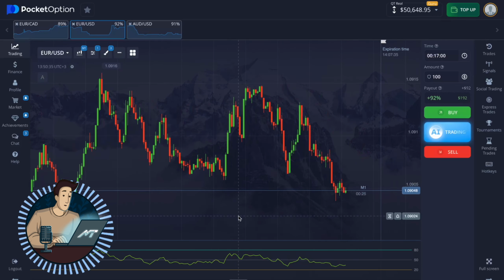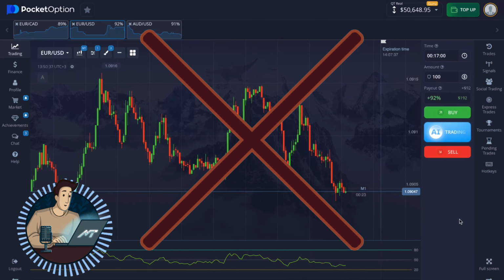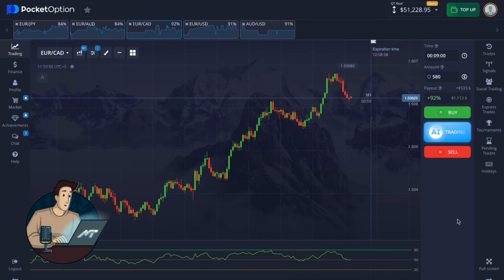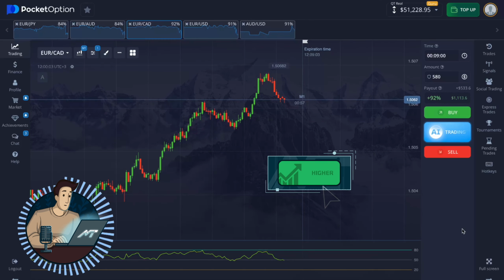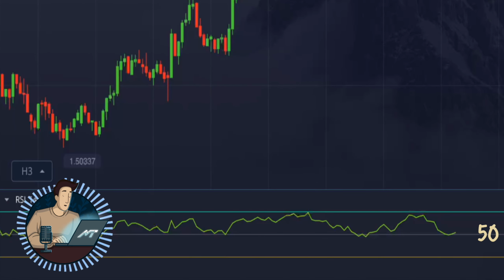1. Identify a trending market. This won't work in sideways markets. 2. For an uptrend, wait for RSI to dip to 50, then look for a bounce. Treat it like a strong support level.